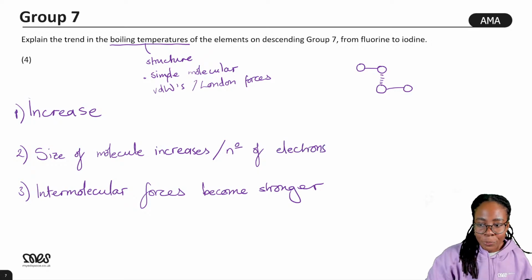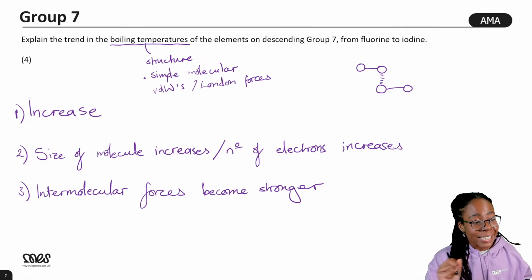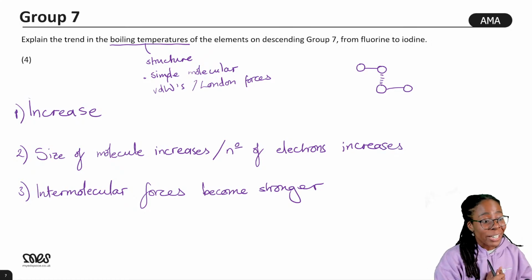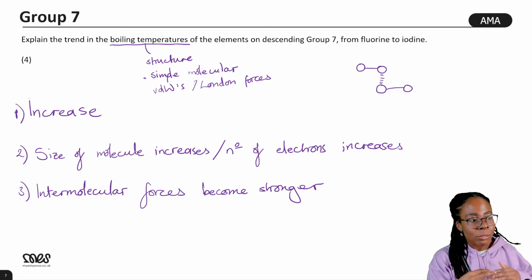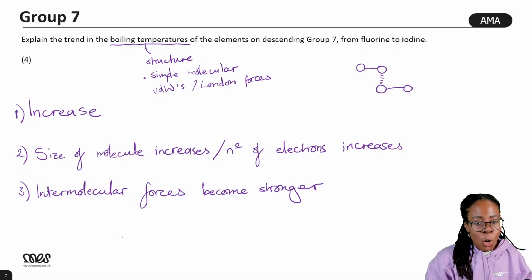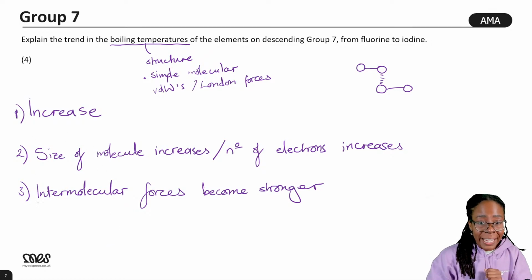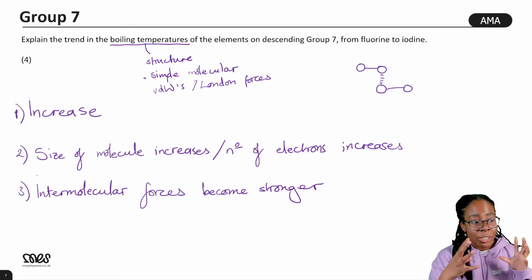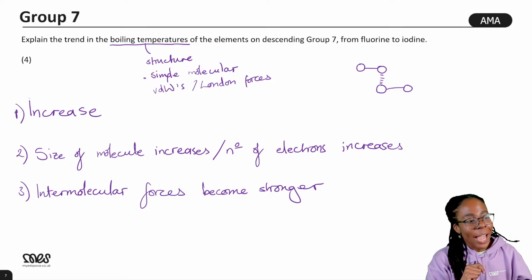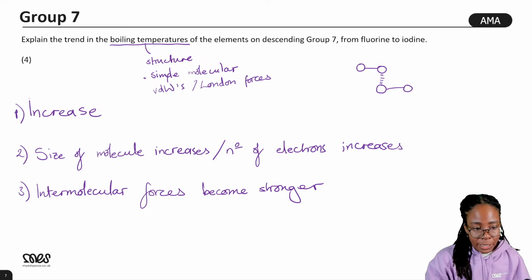It's really important when we're answering these questions that we can distinguish between when we're talking about reactivity and when we're talking about structure and bonding. When we're talking about reactivity, that's how easy it is to lose or gain electrons. Whereas here, when we're talking about structure for boiling temperatures, that's about the structure and what holds that structure together. Because these are simple molecules, they're held together by intermolecular forces.